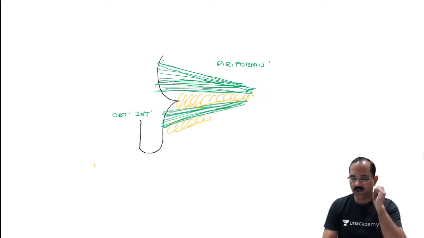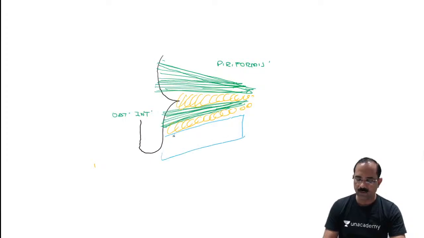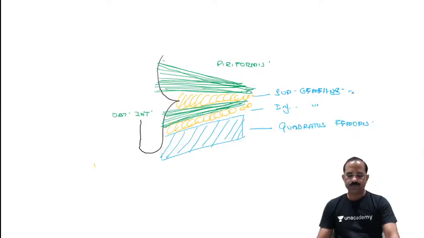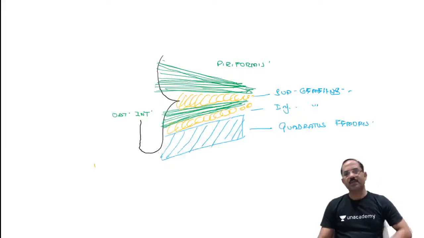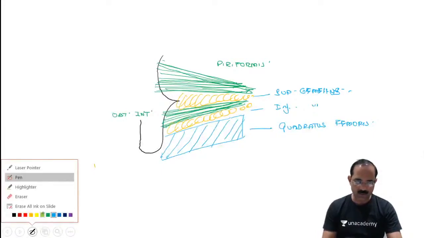Now above the obturator internus, there's a worm-like muscle. Below the obturator internus, there's a worm-like muscle. बोल सकते हैं? Can anyone answer this? And there's a quadrangular muscle here then. This is the quadratus femoris. This is the superior gemellus, inferior gemellus. So piriformis, superior gemellus, obturator internus, inferior gemellus, and quadratus femoris.